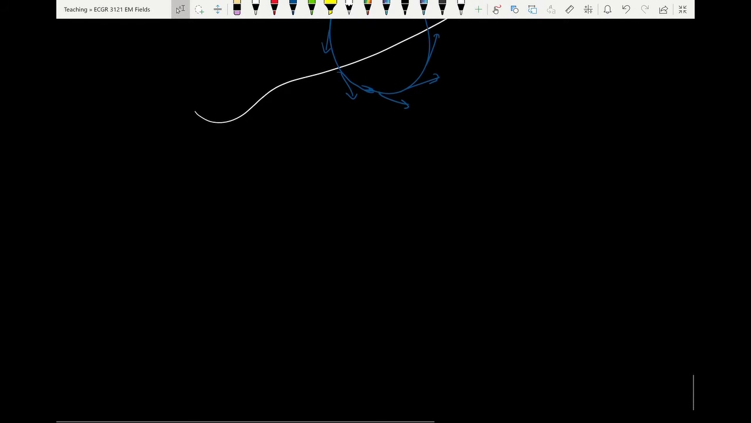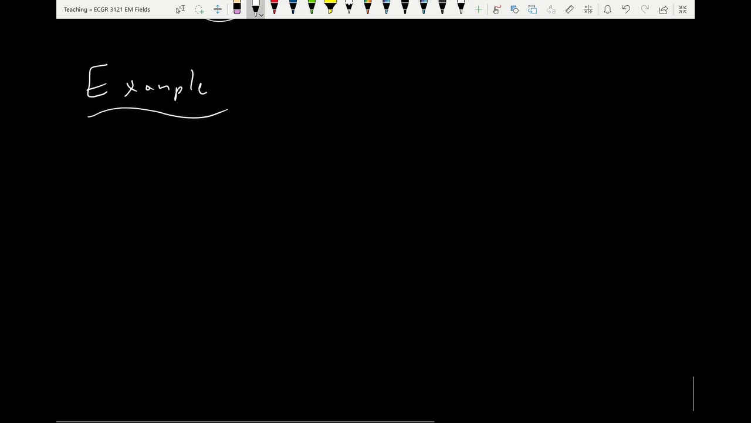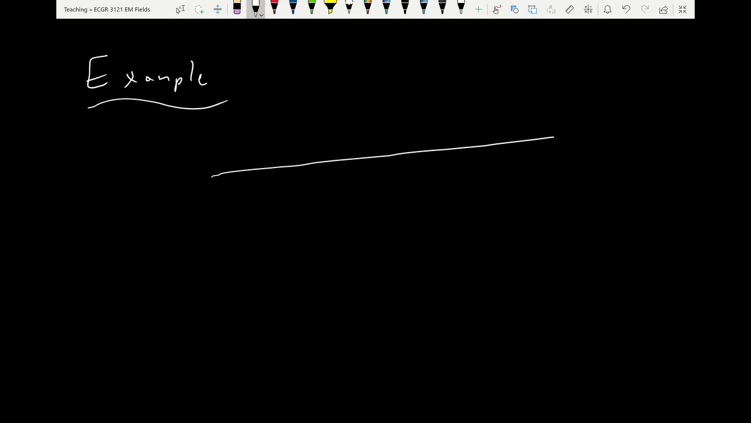For example, let's do an example. What's the simplest example we can think of? Transmission line. So an extended, long transmission line. I want to find the field around the transmission line using Ampere's law. We could have used the Biot-Savart law to solve for this, by the way. I'm going to do that during recitation, but I want to show you how trivial it is just to apply Ampere's law, right?